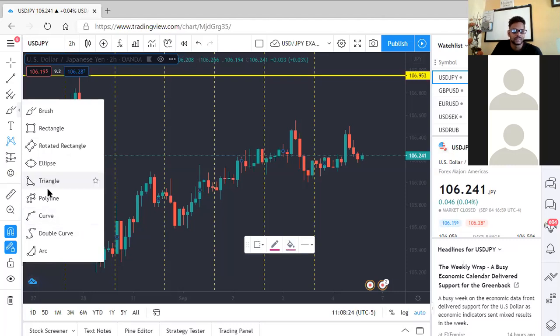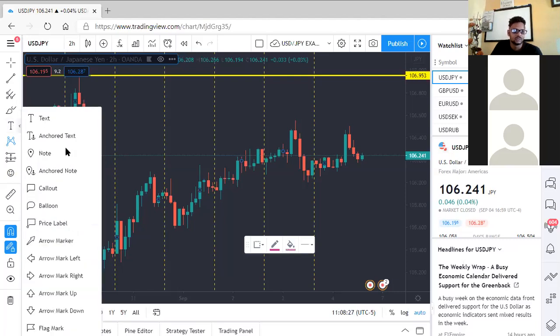If you want text, you can go here where that T is, click the little arrow, and you'll get different types of text. If you want to put a note, an arch, or a balloon, you can label things basically. Here allows you to zoom in. Rulers, you can measure from one area to the next.